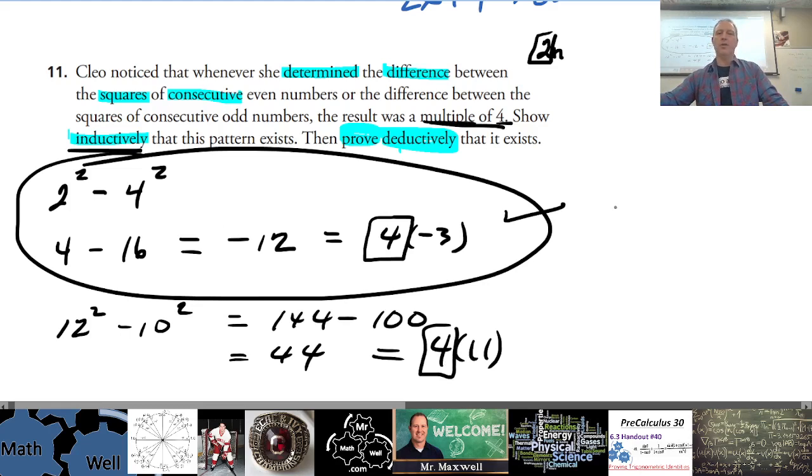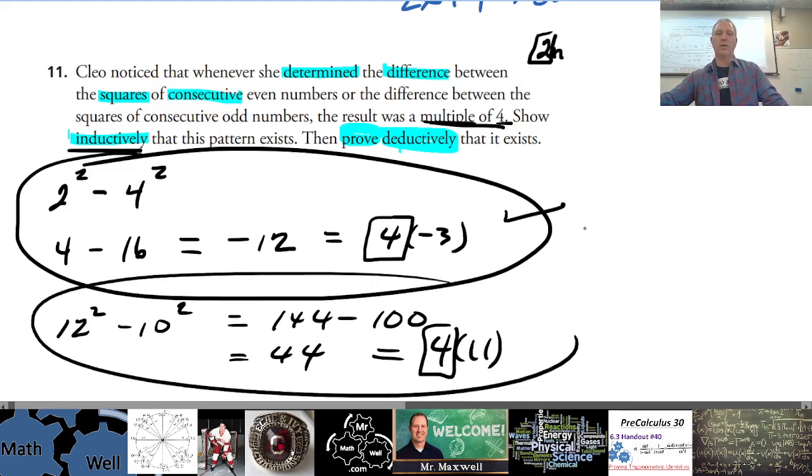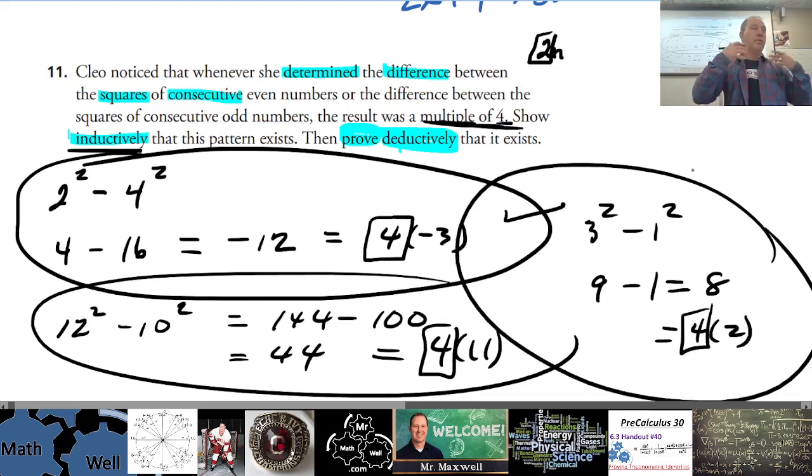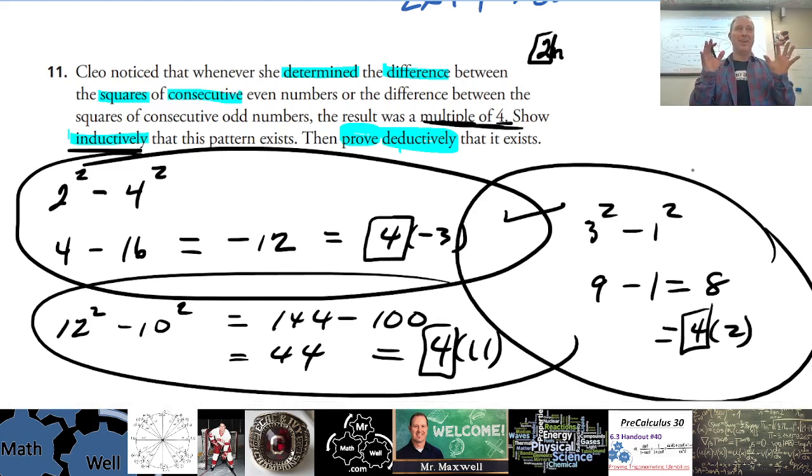Now it says odd ones too. Let's do one more. That's the second example. One more example. 3 squared minus 1 squared. Okay, that's going to be 9 minus 1 is 8. 8 is 4 times 2. 4 is a factor. It is a multiple of 4. All 3 of our examples work. So that is inductively showing that the pattern is valid. We okay with that? Yeah.